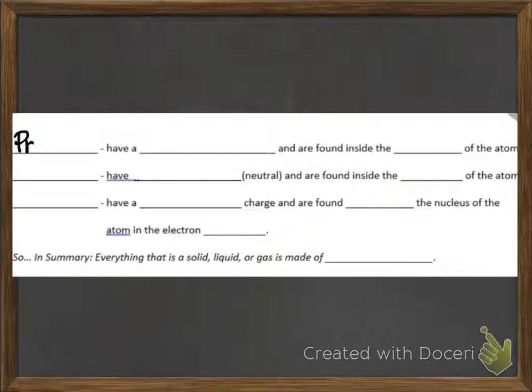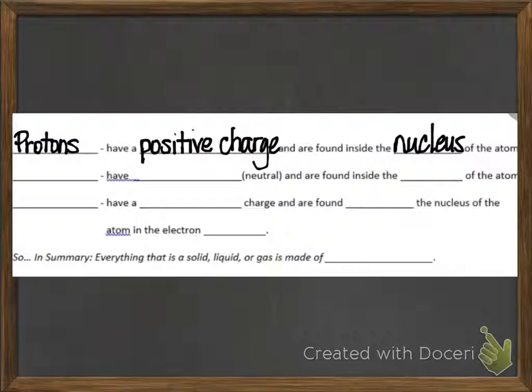So let's move on. Now, we talked about these subparticles. Let's talk a little more in detail about those. Protons have a positive charge, and they're found inside of the nucleus of an atom. Just like you learned last year that a cell has a nucleus, like the main core, so do atoms. And I put a positive charge over here because protons are positively charged.